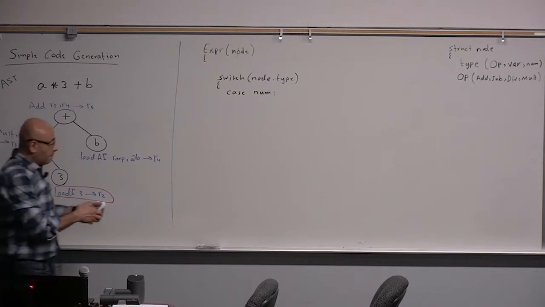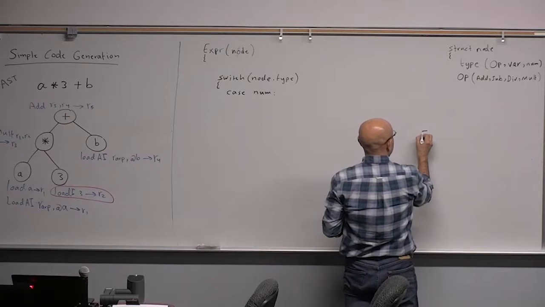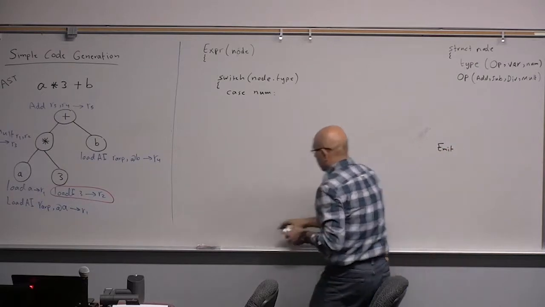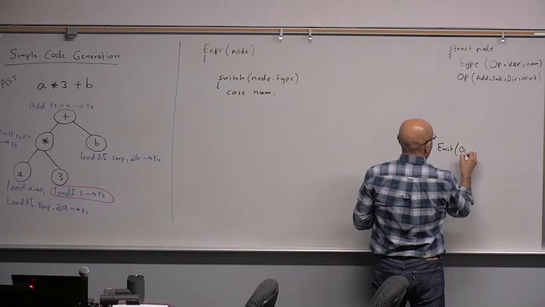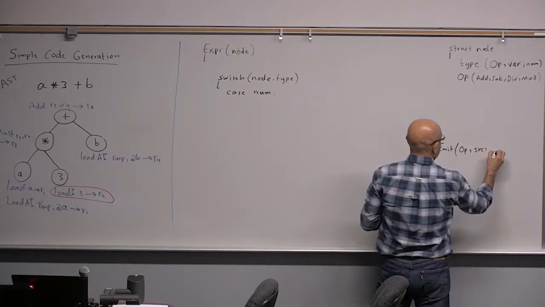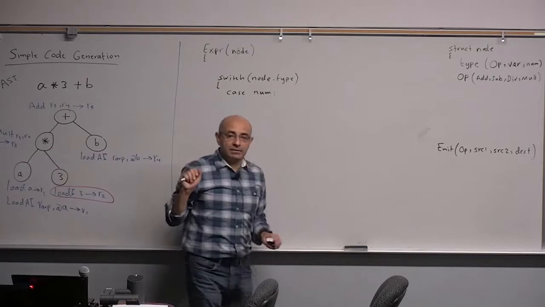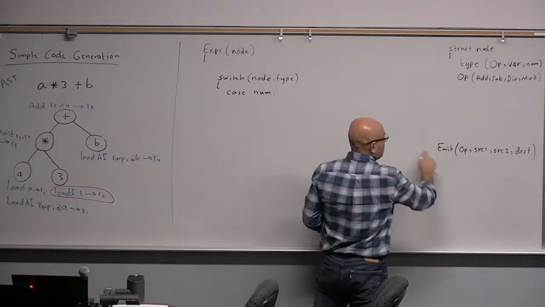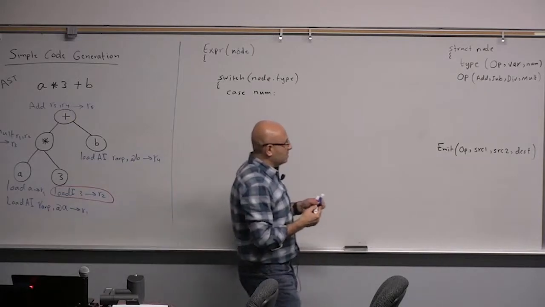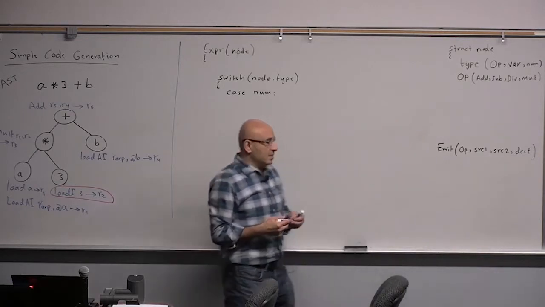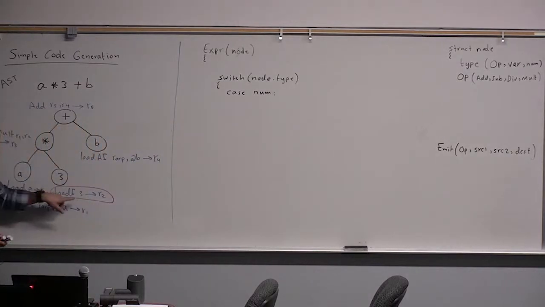So let's assume that we have a function emit. We have an emit function that takes an operation, source 1, source 2, and a destination, and it knows how to emit the right instruction. So if this operation is load immediate, it will know that source 1 has to be a number, an integer, and the destination is a register. Source 2 is not used because for a load immediate, we only have one source which is the immediate value, and we have a destination, which is the register.